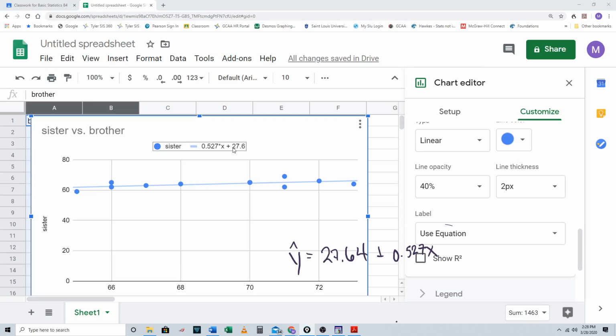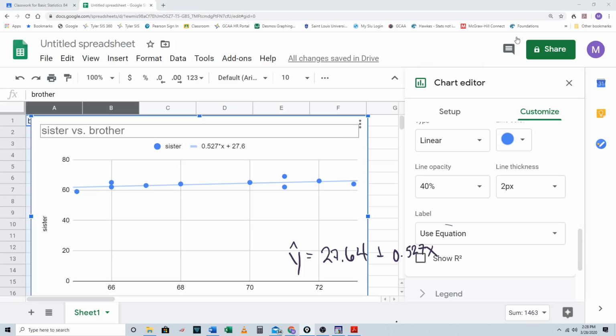All right, 0.527x plus 27.6. Now again, this is Google Sheets. It rounds to whatever it wants to round to. Okay, so unfortunately, that's just the way it's going to work. So I'm not going to stress if you're not rounding to whatever they want you to round to. Okay, I don't really care at this point. All right, so that's what they want you to do for part A.